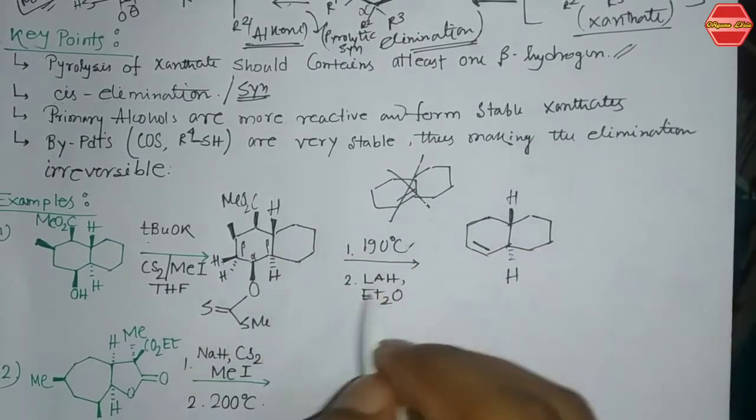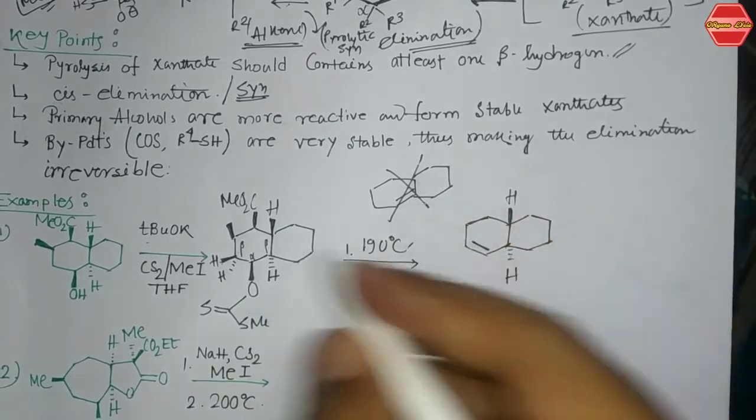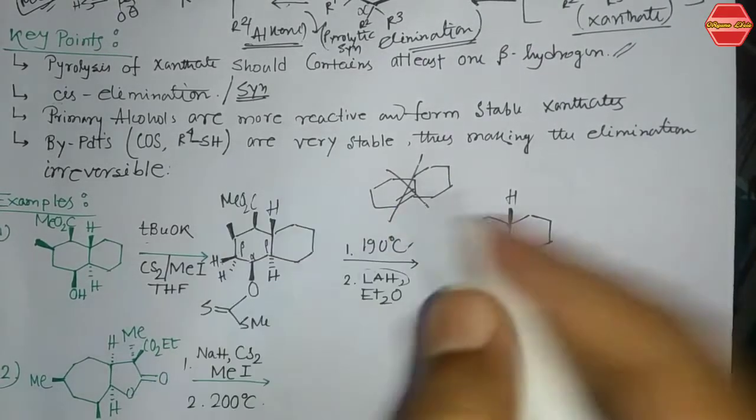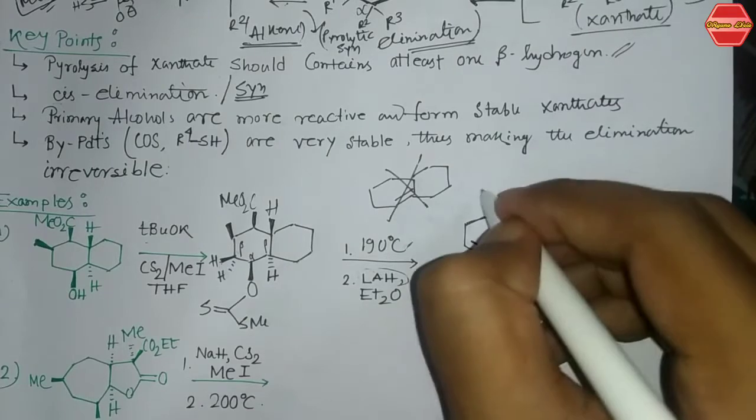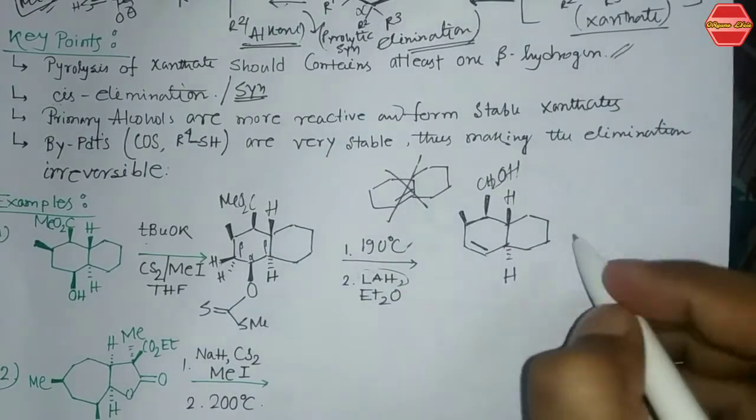And one more thing that is given to you is LiAlH4, that is lithium aluminum hydride, and by using this you have to reduce this ester and you are getting this product, that is CH2OH, like this. Okay, so this is what you get from this product.